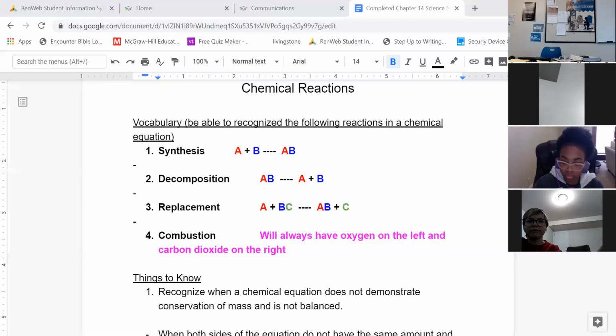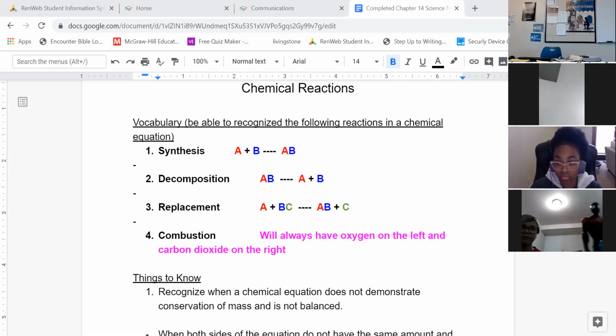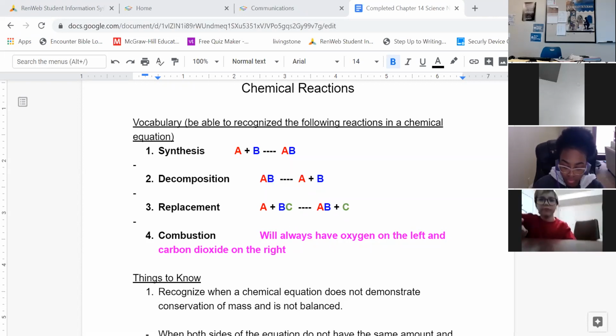Now, in a combustion, I wrote this down wrong in your notes. I spelled it incorrectly. It said composition, but it really should be combustion. So you may want to change that in the document. But a combustion will always have oxygen on the left. So you'll always have something plus O2, and then when it's done, you'll have something plus carbon dioxide. All right, and that's going to be your combustion equation, your combustion chemical reaction. That makes sense?